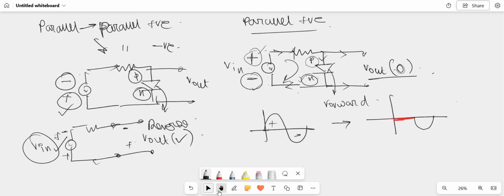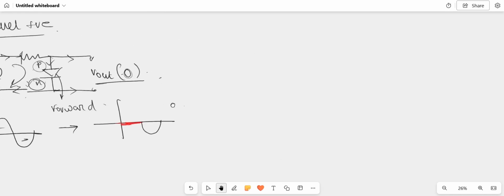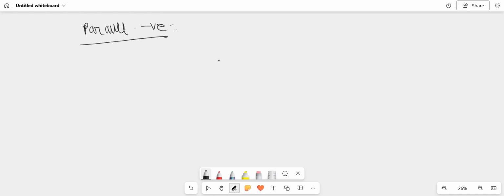And next, if you want to discuss the parallel negative clipper, the circuit diagram of the parallel negative clipper is like this.